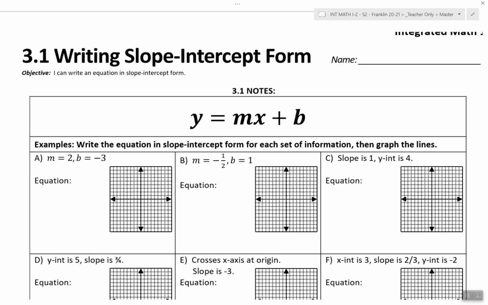So remember, slope-intercept form is y equals mx plus b, where m is the slope and b is the y-intercept, where the line crosses the y-axis.